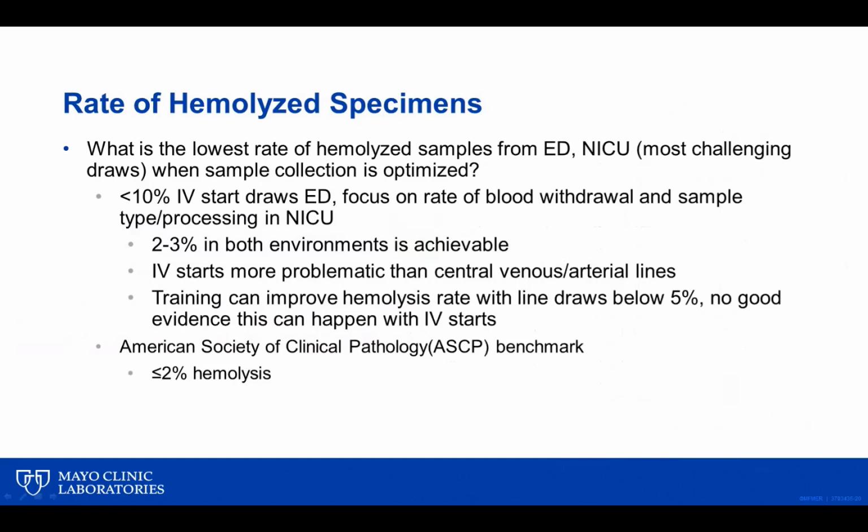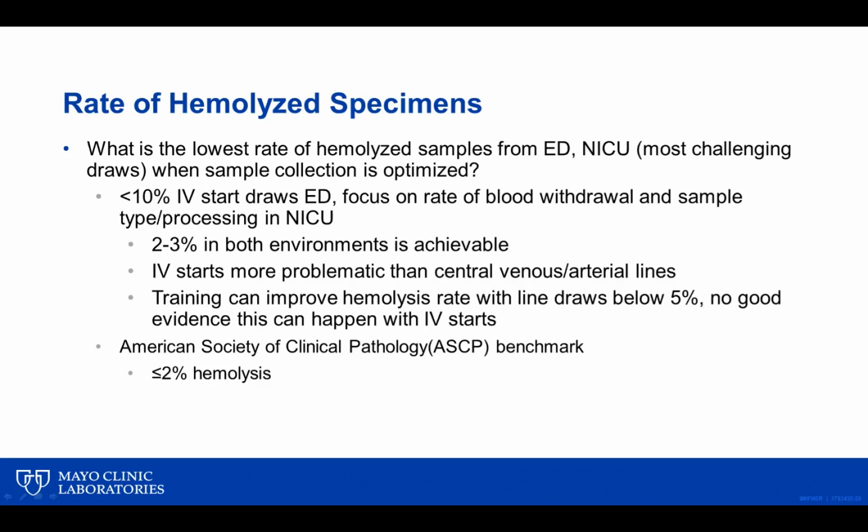IV starts are more problematic than central venous or arterial lines. We found that training can improve the hemolysis rate with line draws to below 5%, but there's really no good evidence that this can happen with IV starts. And literature suggests the prevalence of hemolysis in overall routine samples is as high as 3.3% and up to 30% in the ED. So we really try to be cognizant of how those samples are collected.